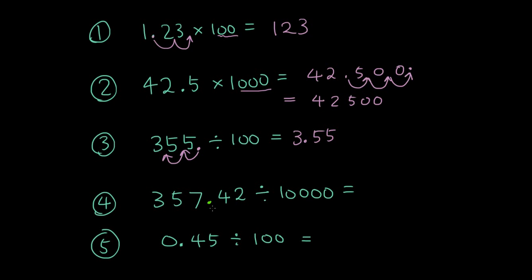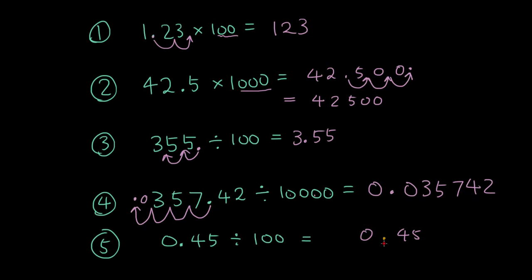Divided by 10,000, so we've got to move it to the left. 1, 2, 3, 4, 4 zeros. 1, 2, 3, 4. So the decimal point is here. We've got to put a 0 in place, so it'll be 0.035742.